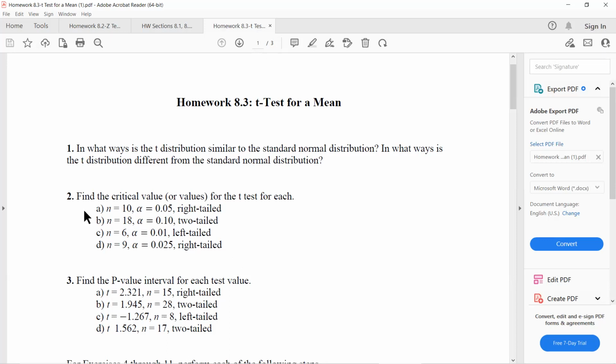For question 2A, find the critical value for the t-test. What is my degree of freedom? If n is 10, what is my degree of freedom? Wait, hold on. I forgot A.